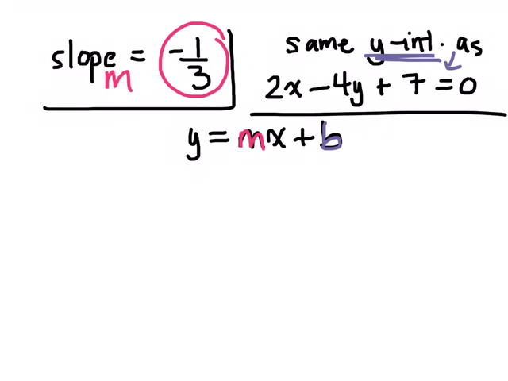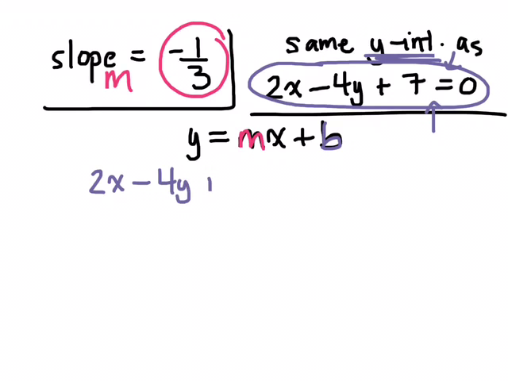No. Why not? Yep, the other equation isn't in the same form. Excellent. This equation is not in slope-intercept form. I can't just look at this and say, oh, I know the y-intercept, it's 7. It's not. It has to be in slope-intercept form. So what do we need to do with this equation? Isolate y. So let's do that. 2x minus 4y plus 7 equals 0. I need to put this into slope-intercept form so that I can easily identify the y-intercept. So we're trying to isolate y.